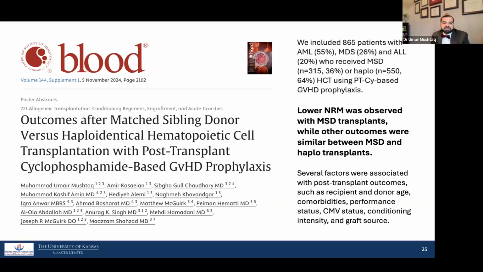This is an abstract that we presented at this ASH. This was recent data from a CIBMTR data set.